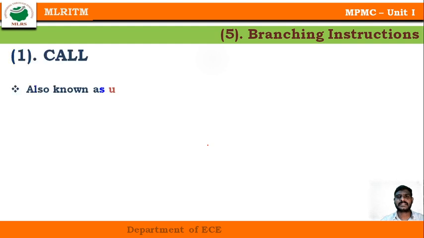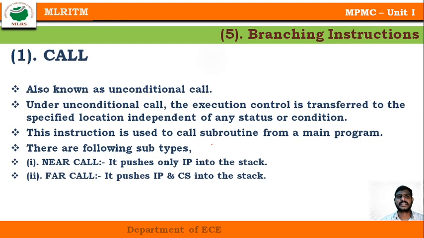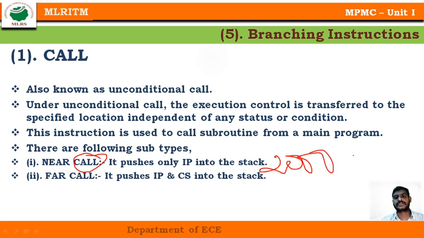Next we'll go for the branch instructions. The first branch instruction we can say is the CALL instruction, which is an unconditional branch instruction. When we use a CALL instruction, it does not require any condition. If I give a location, say 2000, control is immediately transferred to the 2000 location and starts executing from there. So we call this particular instruction an unconditional instruction.